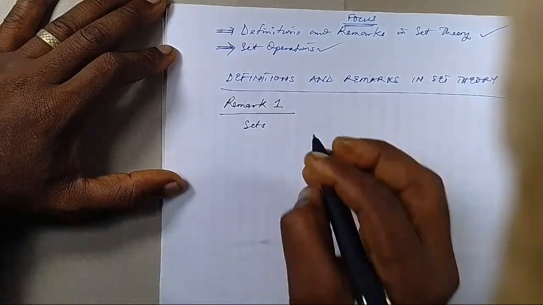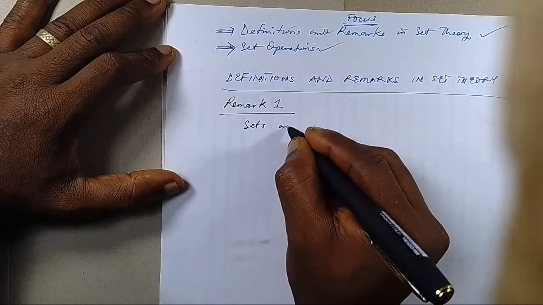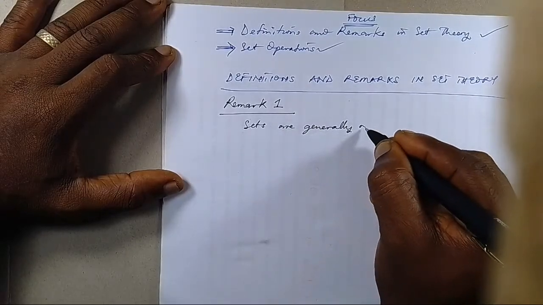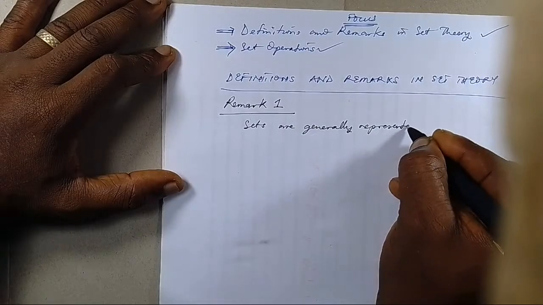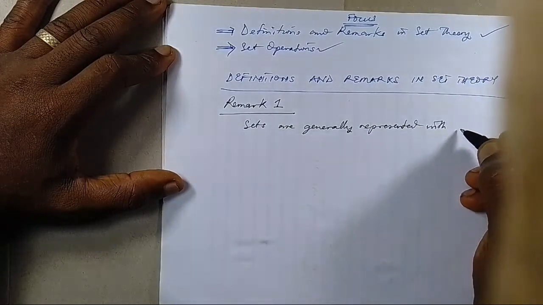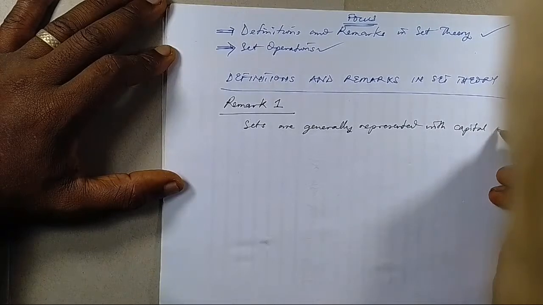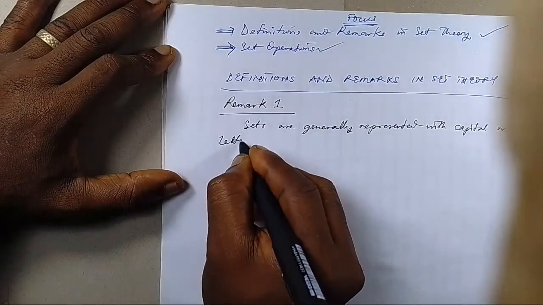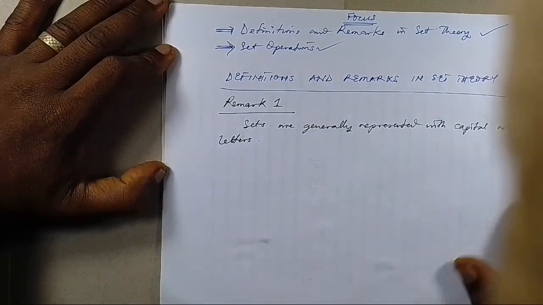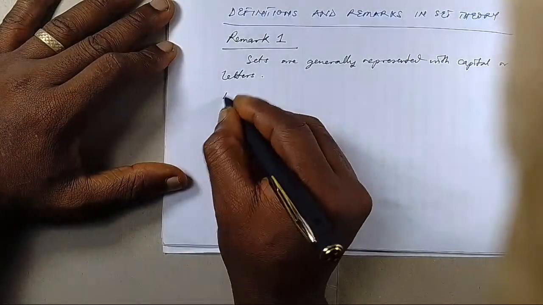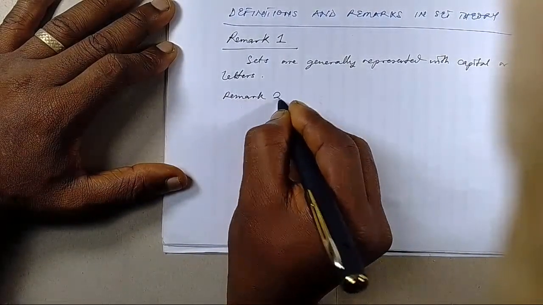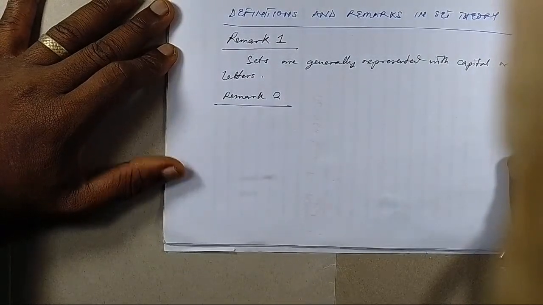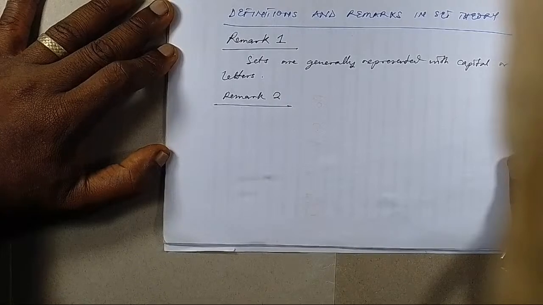Sets, although I said this yesterday, but please take note, sets are generally represented with capital or uppercase letters. That is the first remark I'm going to make. What that first remark means is that in studying set theory, we don't use small letters to represent sets.